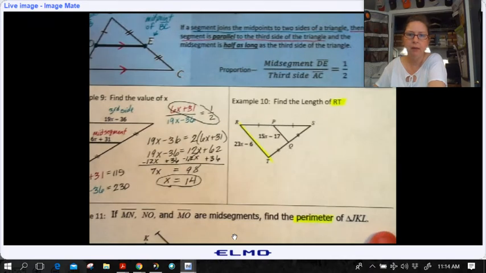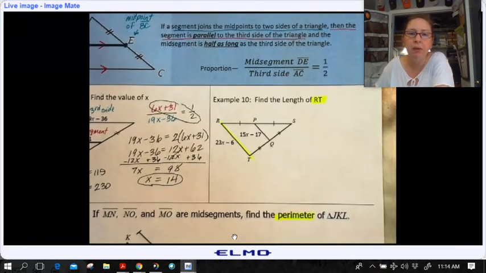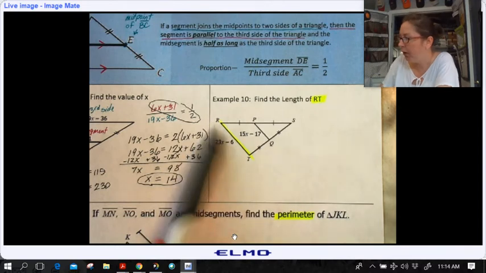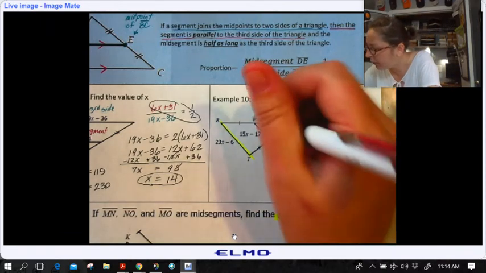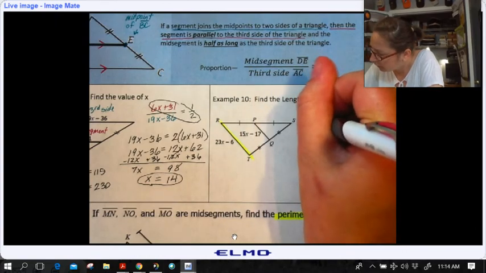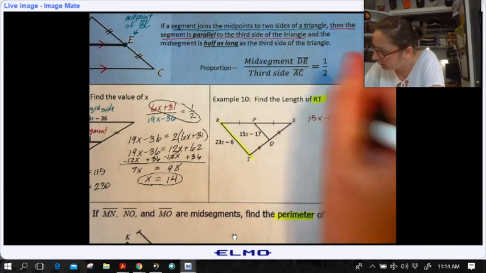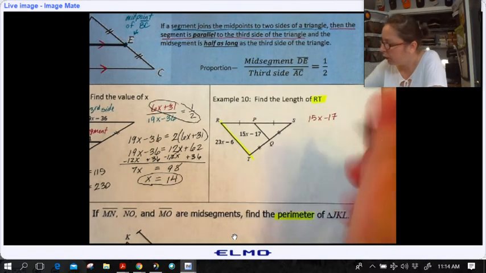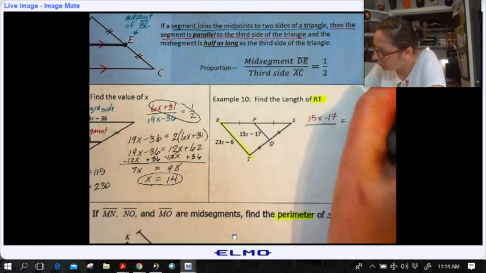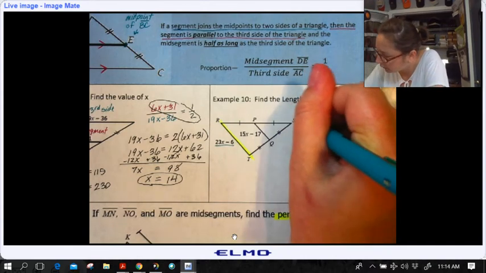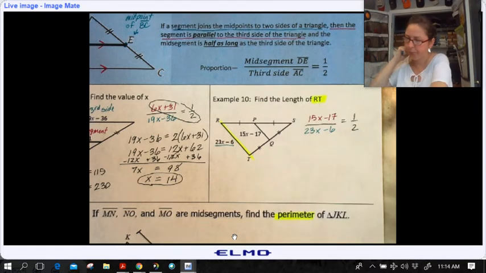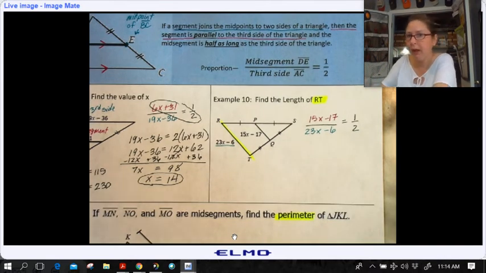Let's do example 10. They want me to specifically just find the length of RT, okay? So let's set up my ratio. My ratio is going to be my mid-segment, 15x minus 17, and that's 1/2, to my third side, which is 23x minus 6. I'm going to go ahead and cross multiply.